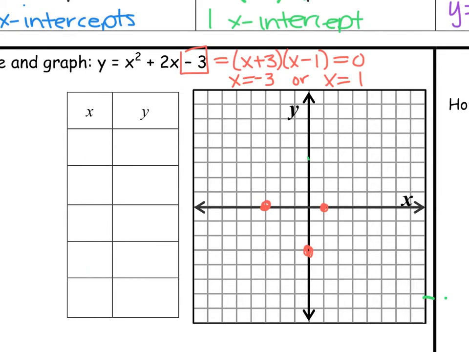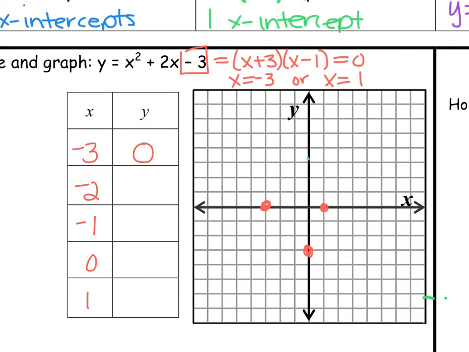Okay, now I'm going to change that last one. I'm going to change those numbers again. Sorry about that. So I'm going to make this negative 3, negative 2, negative 1, 0, and 1. And when I plug negative 3 into the equation x squared plus 2x minus 3, my output is 0.